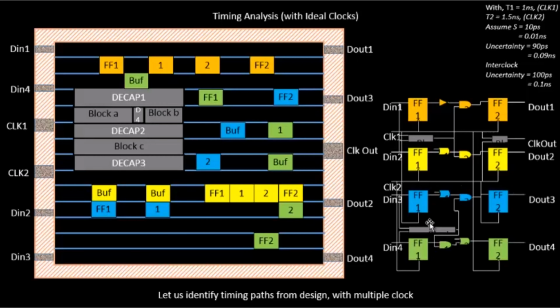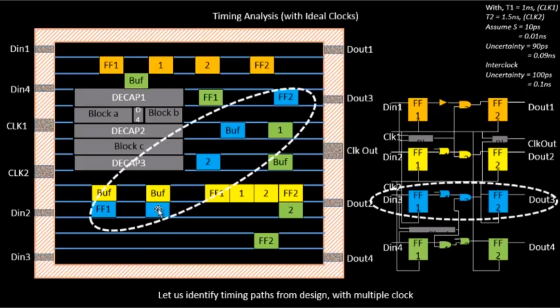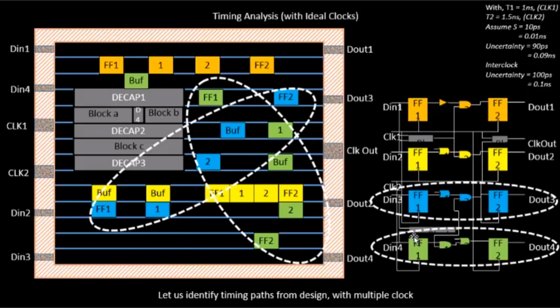We have this section, which is the blue colored, from flip-flop 1 to flip-flop 2, with all the buffers and the combinational cells which are placed in the center. And we have this second section, which is from flip-flop 1 to flip-flop 2 with this cell. So it's again from flip-flop 1 to flip-flop 2 with this set of cells and buffers.